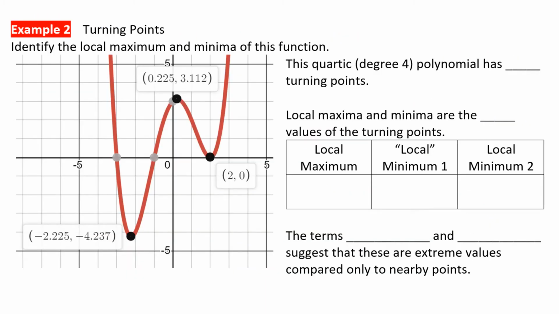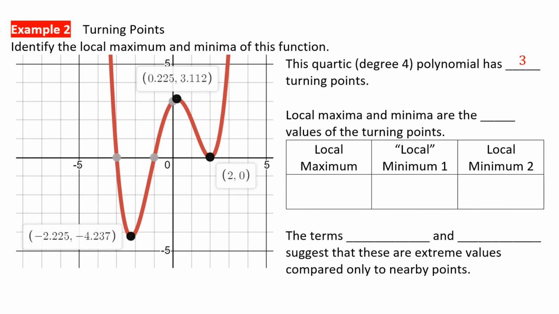In example 2, there's a graph drawn for us, and we're asked to identify the turning points. Can we talk about the local maximum and minima of the function? Minima is plural for the word minimum because you can see in black there are 2 minimum points. It's a quartic function. It's degree 4, and you can see that we are decreasing, increasing, decreasing, increasing. There are 4 different directions that we are heading in, and so there can be at most 3 turning points, and you can see those identified in black.